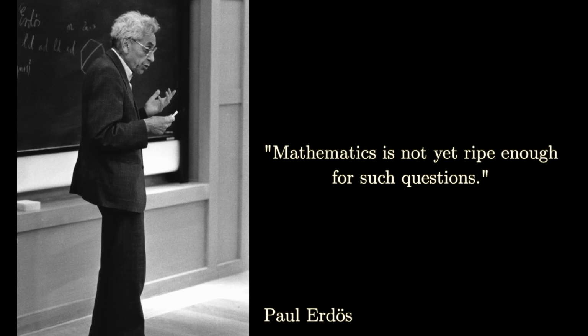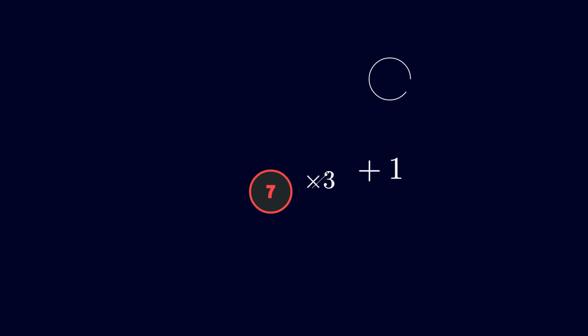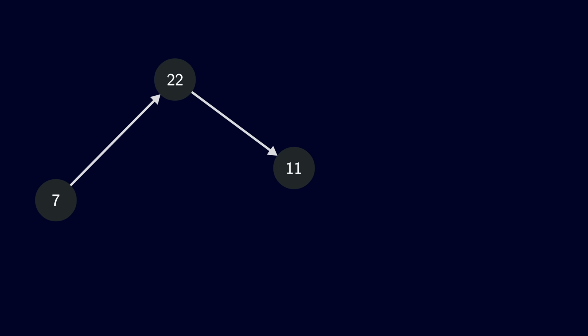Here's how it works. Pick a number, any number. 7? Good choice. Okay, we're gonna apply two rules. If the number is odd, we multiply by 3 and add 1. So 3 times 7 is 21, plus 1 is 22. If the number is even, we divide by 2. So 22 divided by 2 is 11.